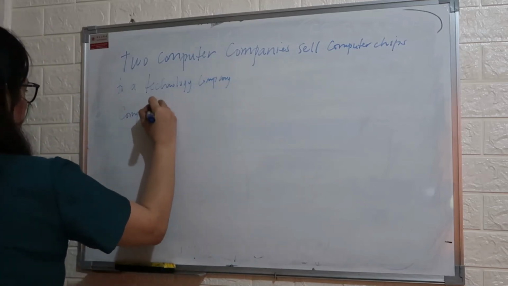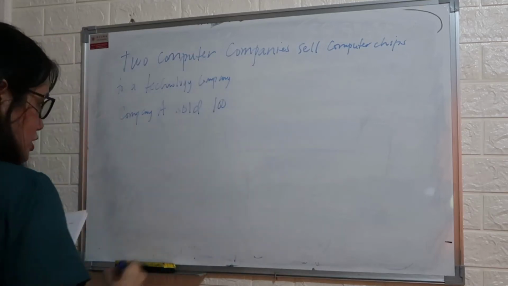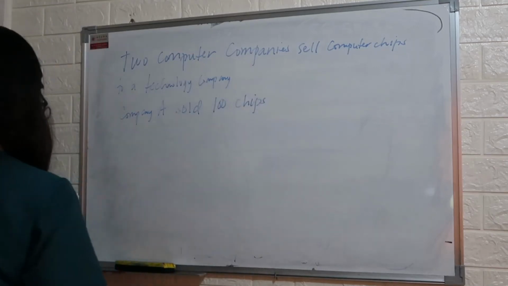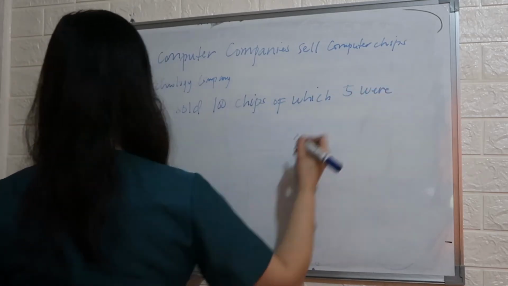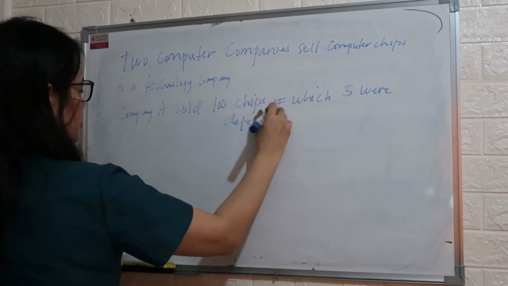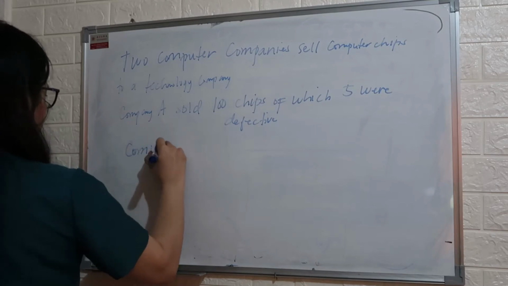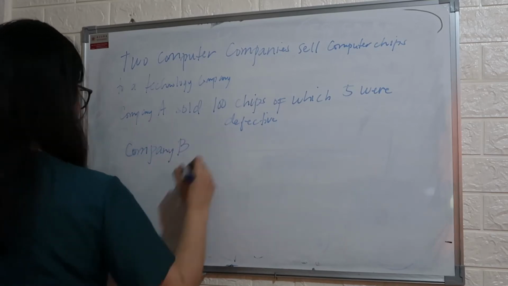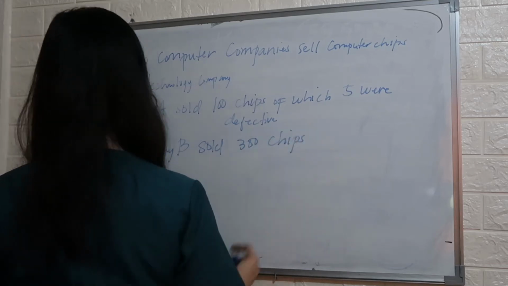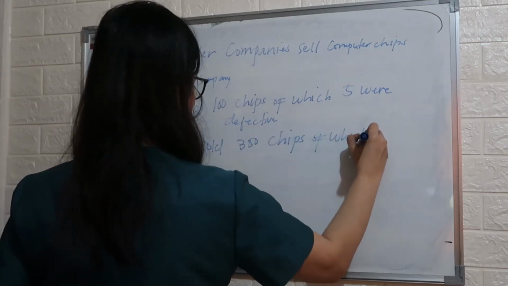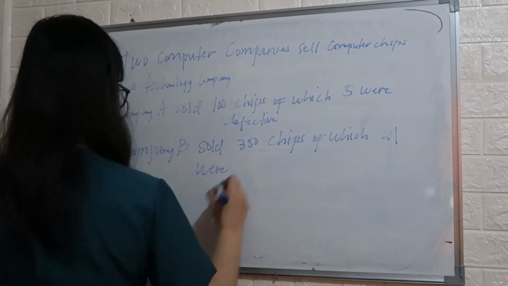Company A sold 100 chips, okay, of which 5 were defective. Okay. Company B sold 300 chips, of which 21 were defective.